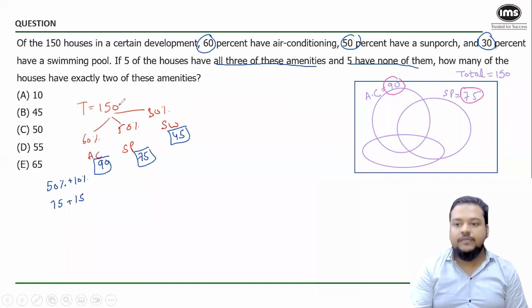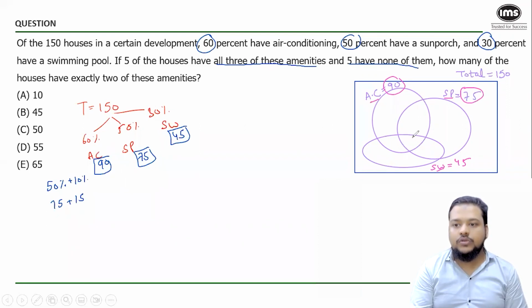Similarly, for swimming pool, how many are there? 45. So 45 houses have the swimming pool facility. And we also know that all 3 amenities are available to 5 houses. So where will you write all 3? All 3 means the overlapping part of all the 3 circles, because whatever you write here means that particular number of houses has all the 3 facilities. Hence, I will write 5 here.